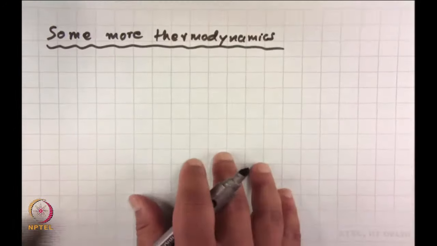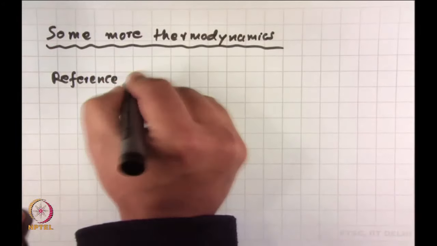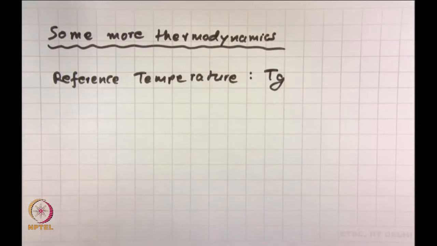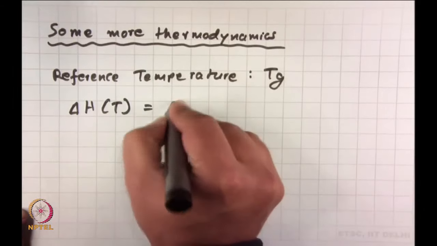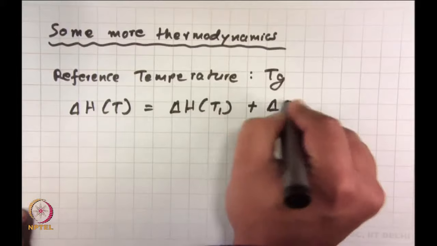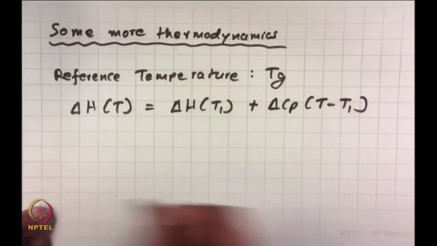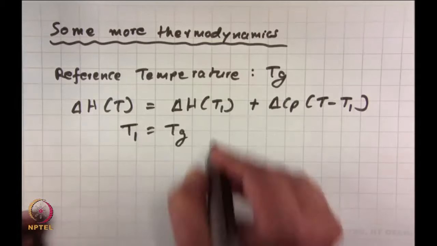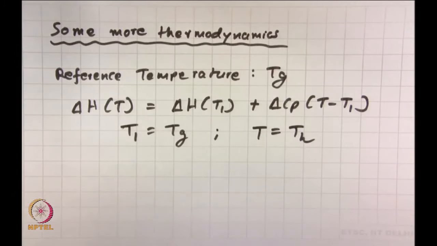Okay. What we know from before is this. Here we will take the reference temperature as Tg. Remember what is Tg? Tg is our heat denaturation point, where delta G goes to 0 on heating. And then what we had is delta H(T) equal to delta H(T1) plus delta Cp (T minus T1), that is what we had from before. I am just rewriting it to maintain continuity. We will say that T1 is equal to Tg, and T is equal to Th, because we know at Th delta H goes to 0.